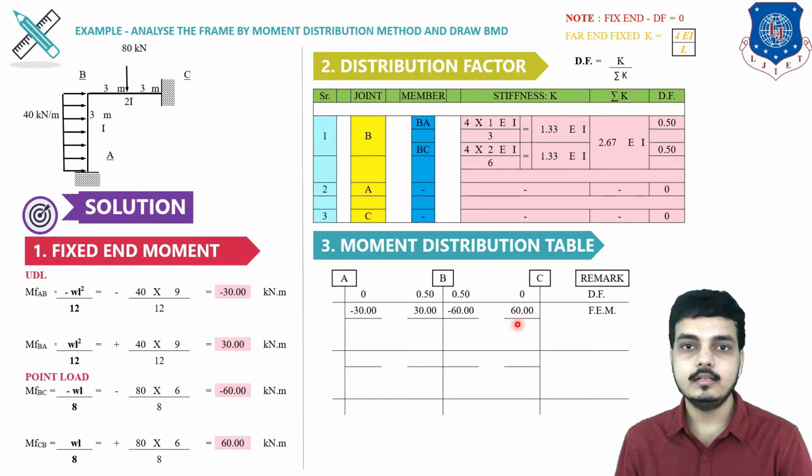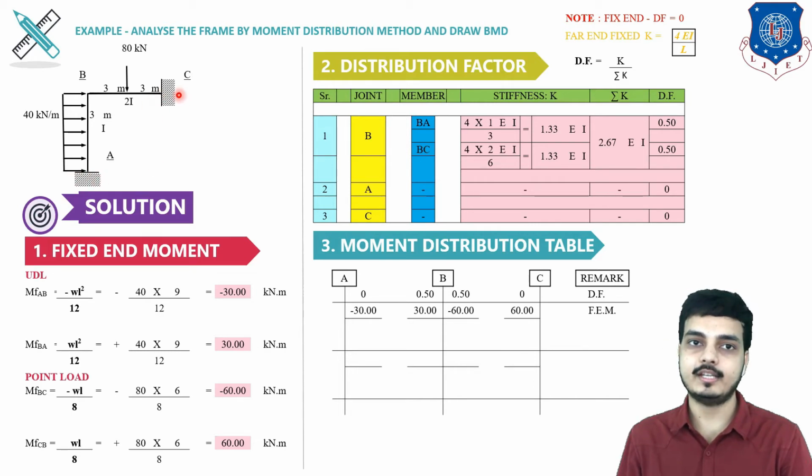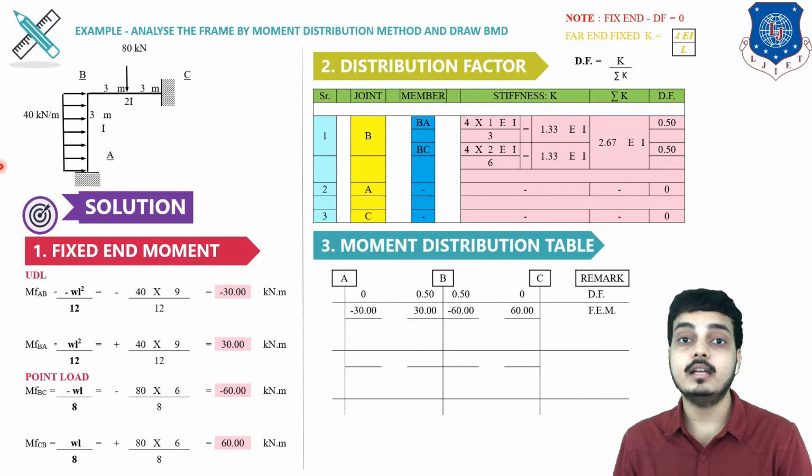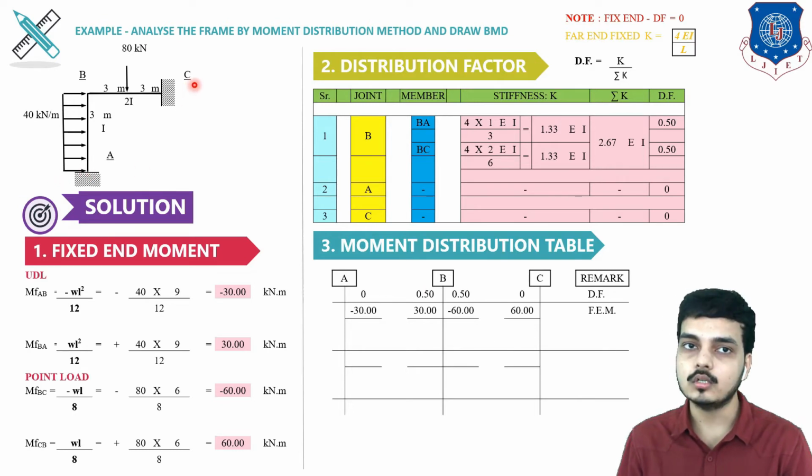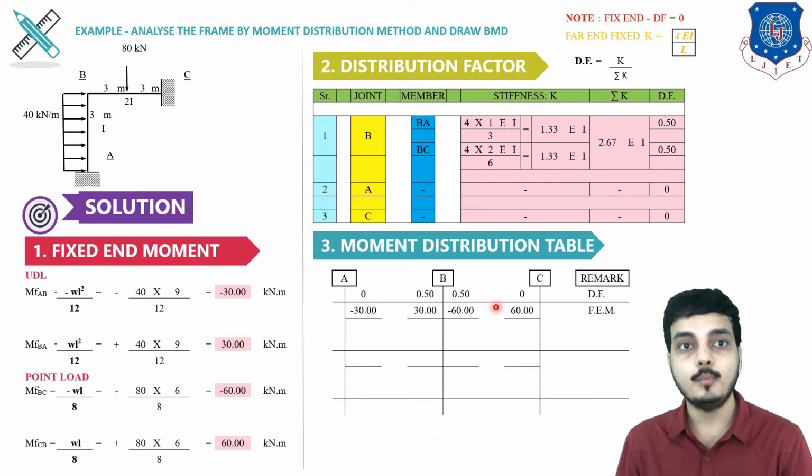Before starting, in our previous sum there was a hinge at both extreme ends, so we made them 0 because a hinge support or simple support does not resist moment. But here we have a fixed support. You can see the A and C supports are fixed supports. So for the A and C supports we are not making it 0, because a fixed support can resist moment. We are starting with the central part.